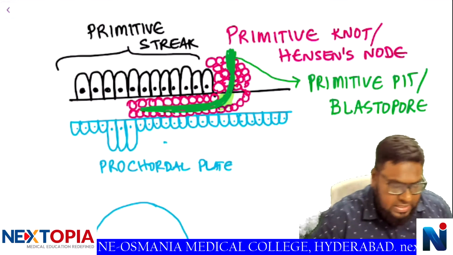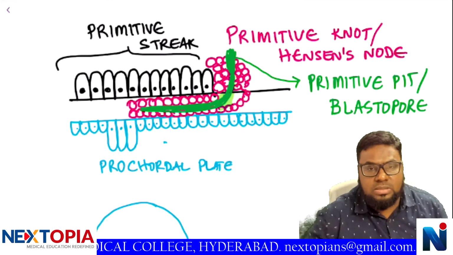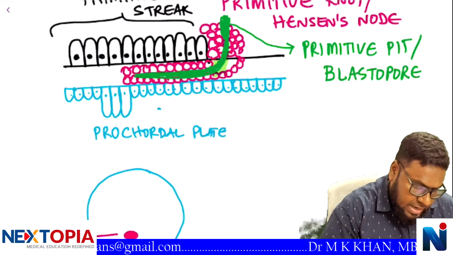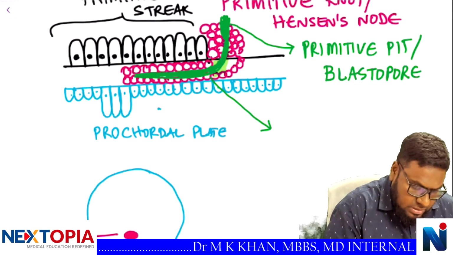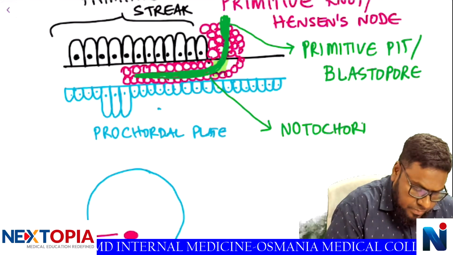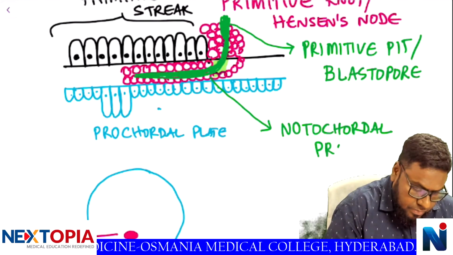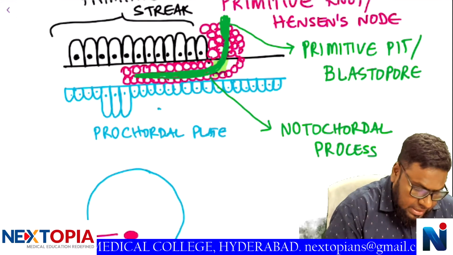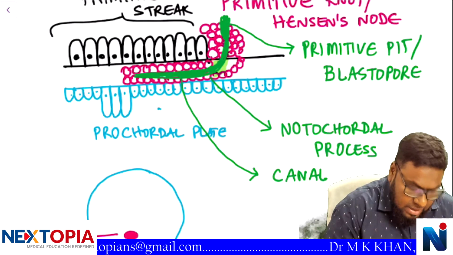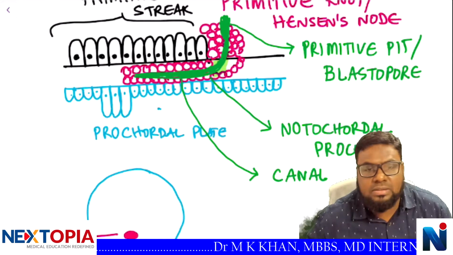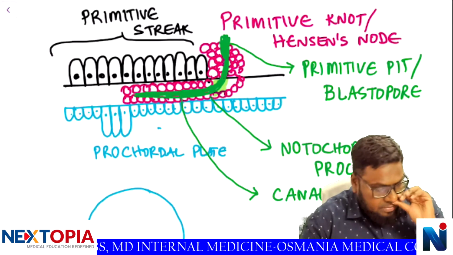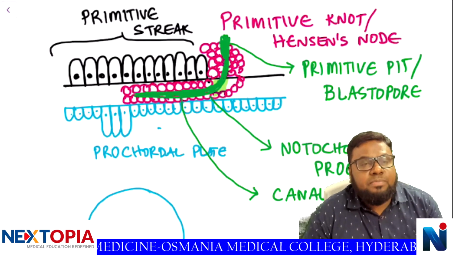All right, so this is all the notochordal process. We are calling it a notochordal plate with a notochordal canal. So this entire structure you are calling notochordal process or notochordal plate. And in between, the green color area you are calling a notochordal canal. All right. A small depression, I repeat, a small depression appears in the primitive knot. You call it primitive pit.